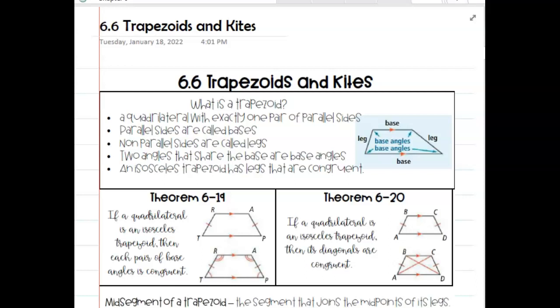Right, so 6-6 is about trapezoids and kites, and I'll be honest with you guys, this is one of the sections that I really had to teach myself.